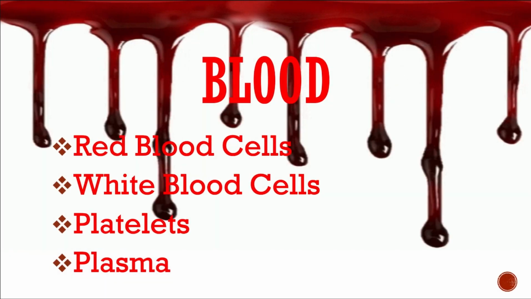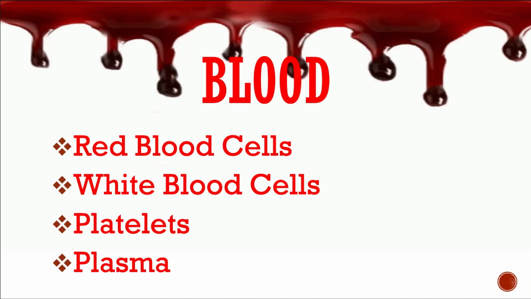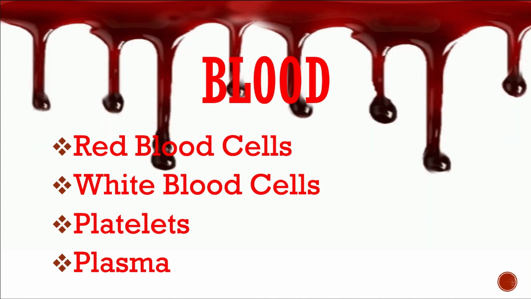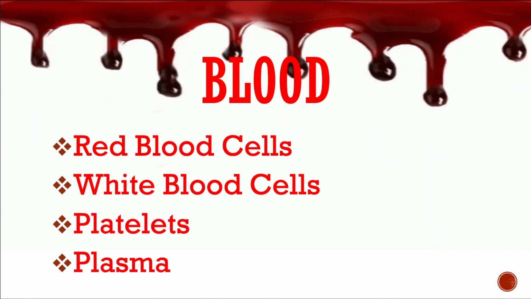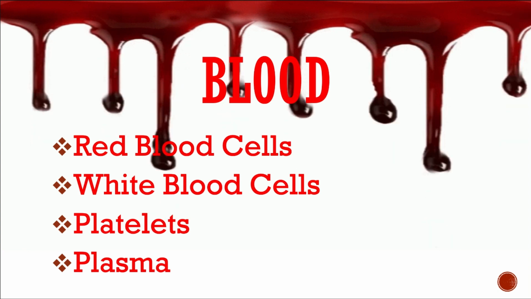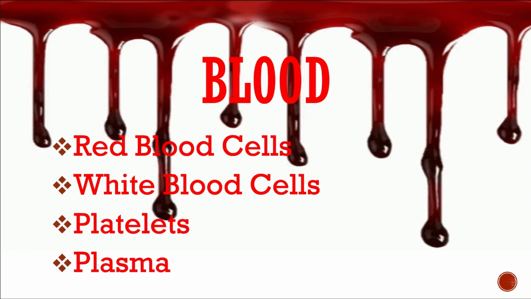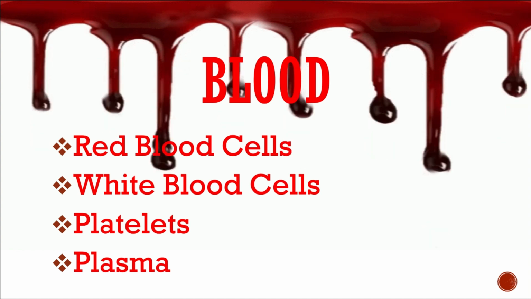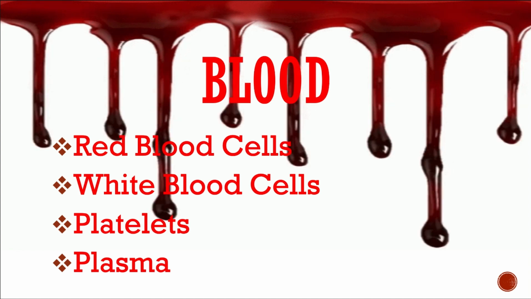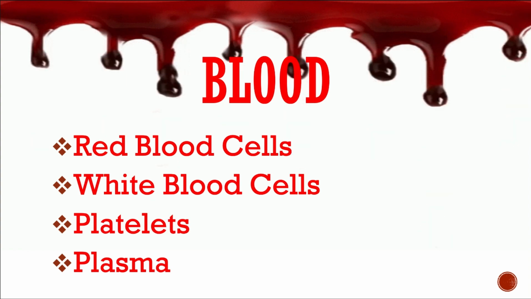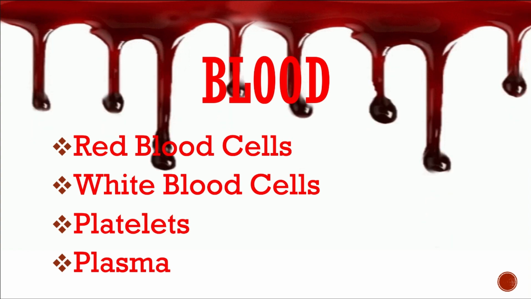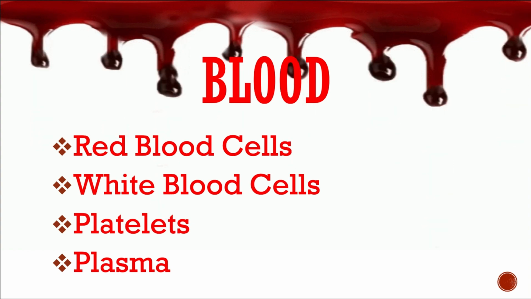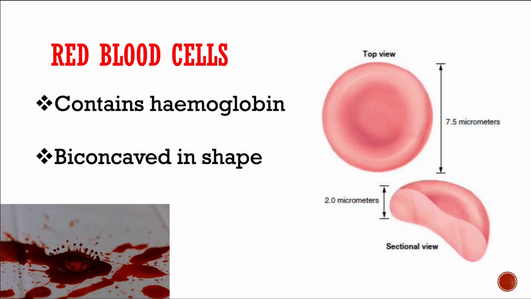The blood consists of the following components: red blood cells, white blood cells, platelets, and plasma. Blood makes up about 7 to 8% of the body weight. For an average adult, this equates to around 4.3 to 5.6 liters of blood. There are 150 billion red blood cells in 1 ounce of blood. The human body manufactures 17 million red blood cells per second. Let's have a look at the red blood cells closely.